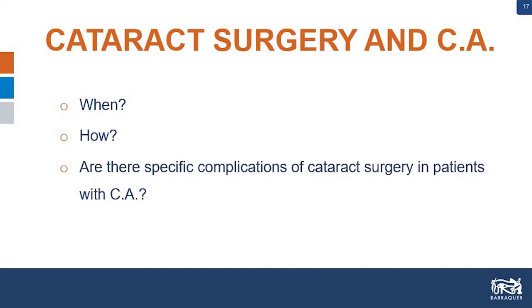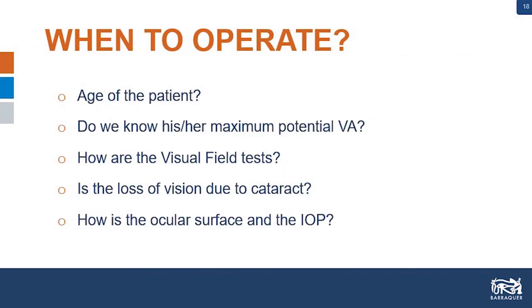So for me, the most important questions we have to think about as surgeons are when to operate a patient with congenital aniridia and how to operate the patient. We have different techniques, and also as surgeons, despite having very few cases of patients with congenital aniridia to operate cataracts on, we have to know if there are specific complications of cataract surgery in patients with congenital aniridia, and the answer is yes.